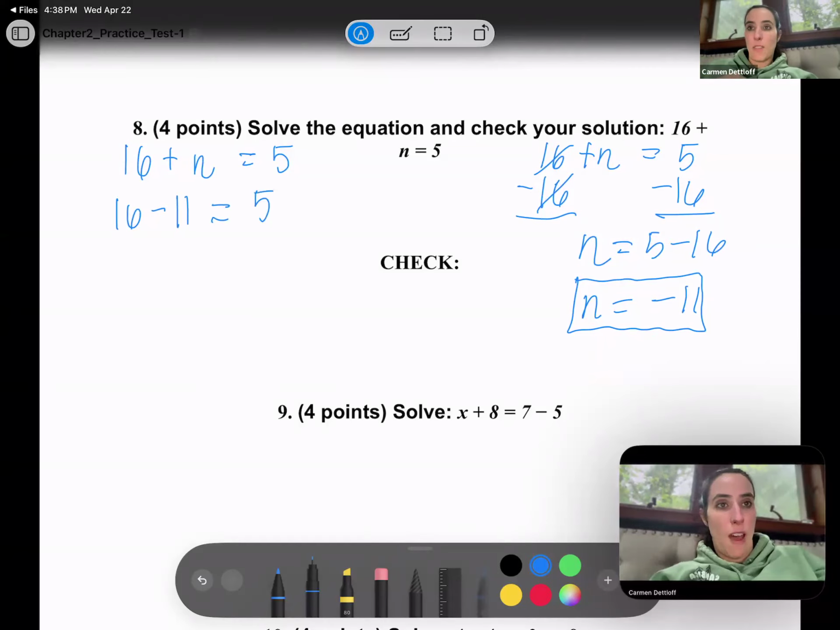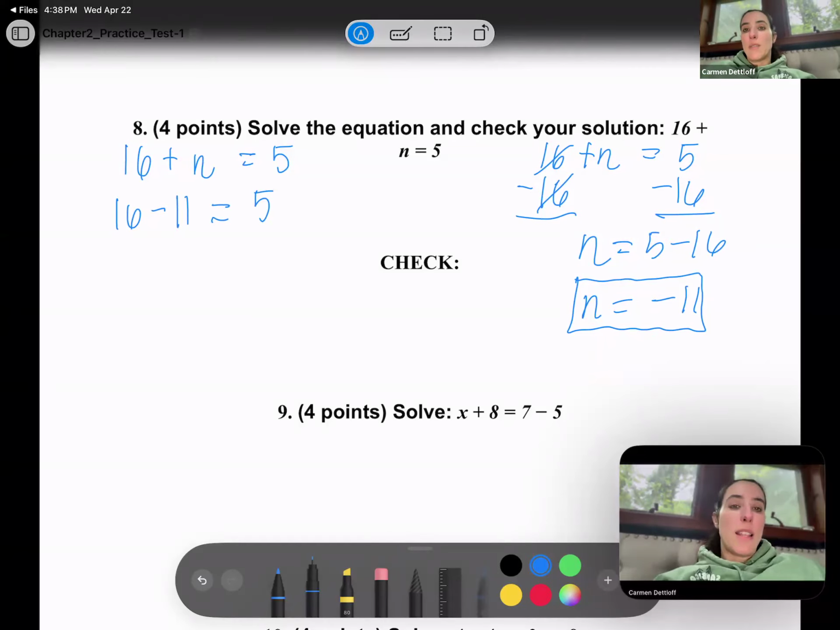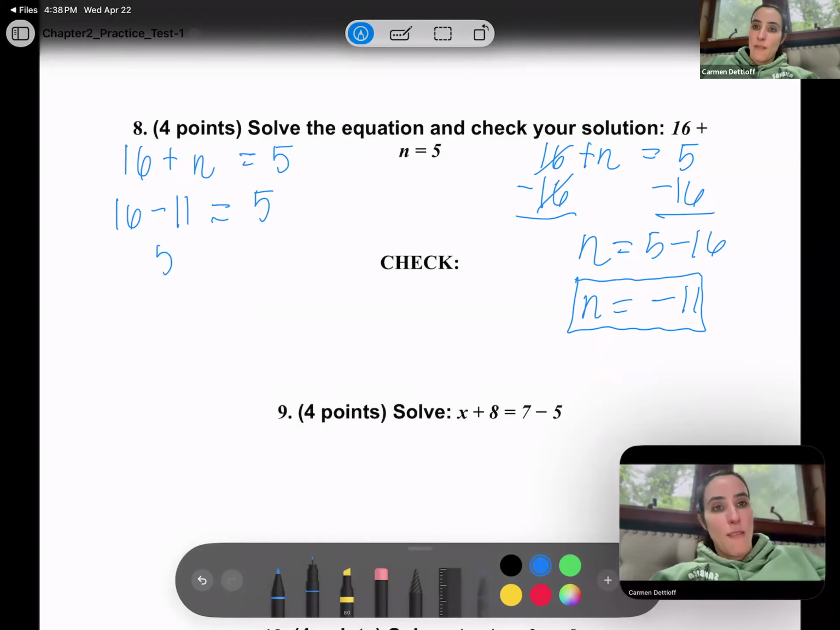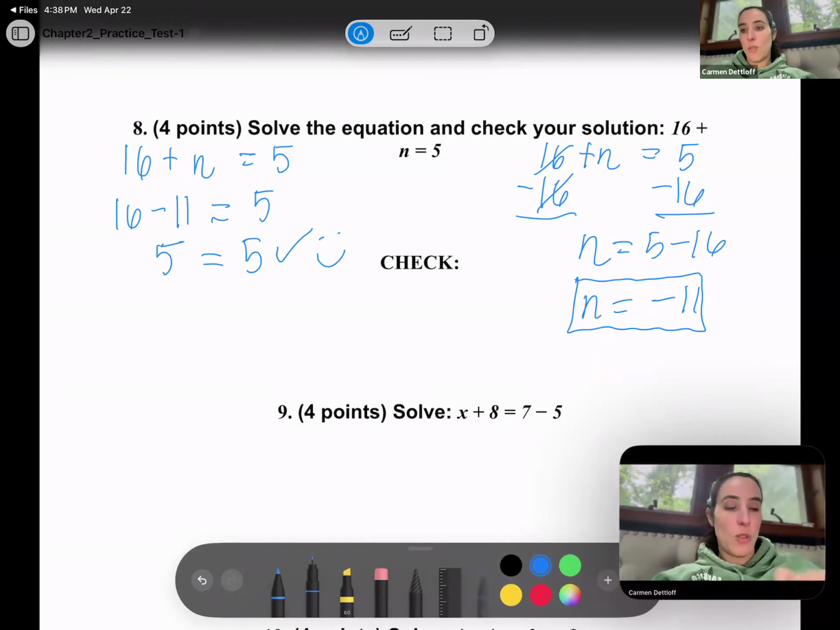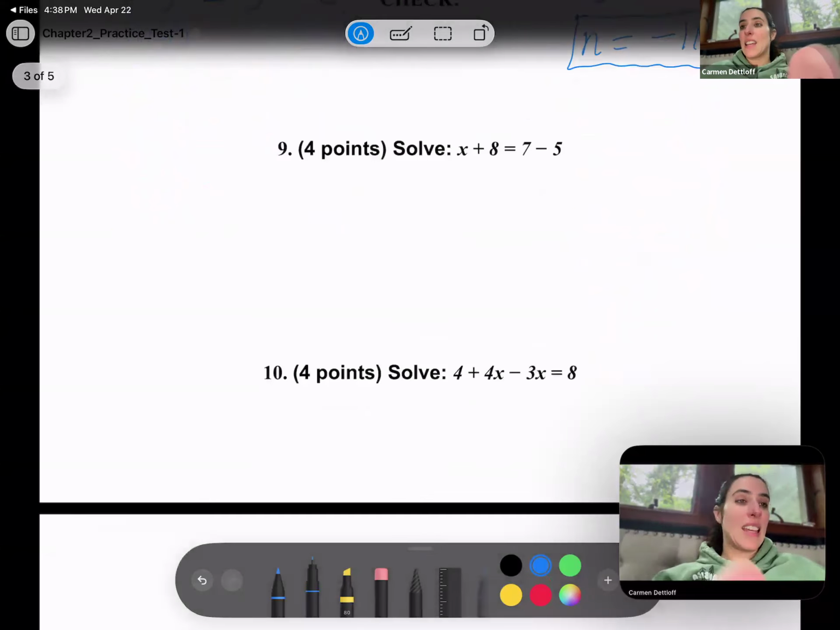Equals 5. There we go. 16 minus 11 gives me 5. 5 equals 5. That, in fact, is true. You got it. Okay, let's look at number 9.